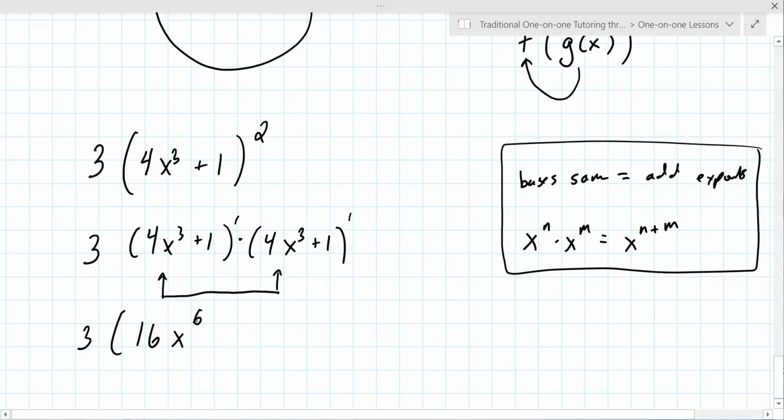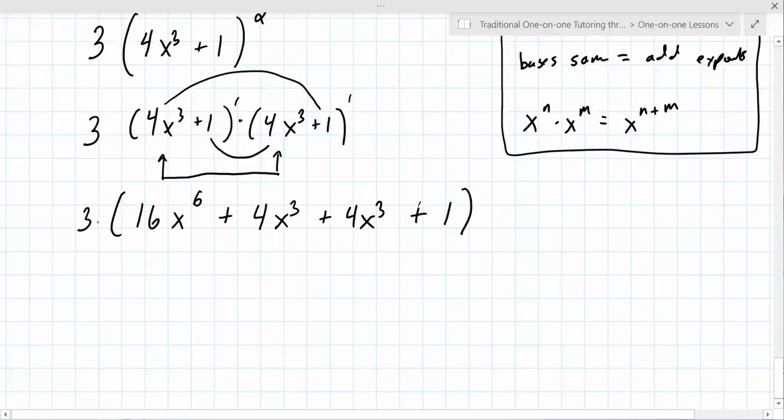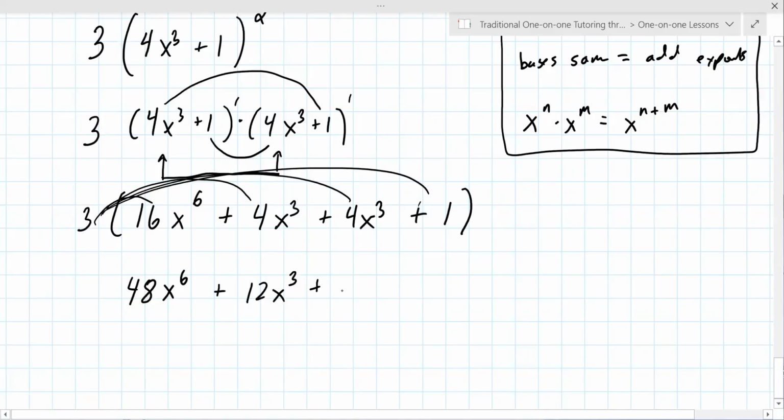6. Then the outer. So the outer is 4x cubed times 1. So that's 4x cubed. The inner is 1 times 4x cubed, which is the same thing. And then the last is 1 times 1, which is plus 1. If we multiply each of these by 3, which we're going to do next, it's 48x to the 6th plus 12x cubed plus 12x cubed plus 1. And then we probably should have done this in a previous step. We can actually combine like terms.